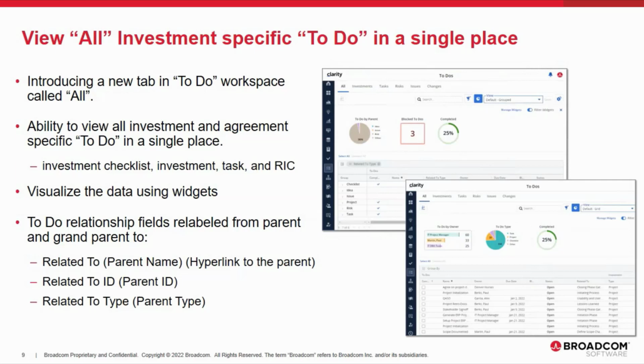We have also updated the previously available fields, which are the parent and the grandparent fields. Those fields have now been renamed and are now available as related to, which would be the name of the parent of that to-do, and it will be a hyperlink where the user can click on it to navigate to the specific parent. We'll have the related to ID, which would be the ID of the parent that the specific to-do belongs to. And then finally the related to type, which would be the type of the parent, such as a checklist, an investment, a project, a task, and so on.